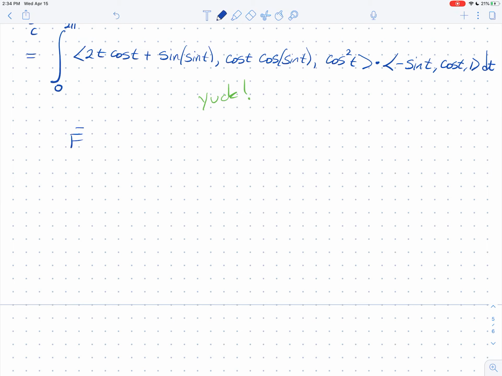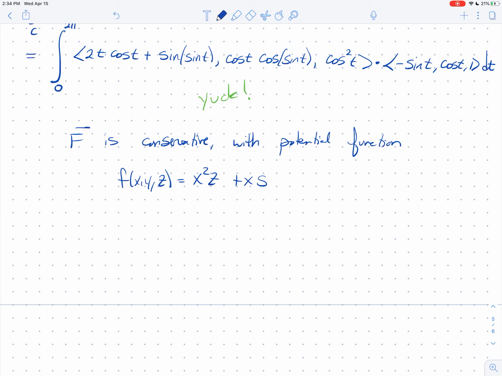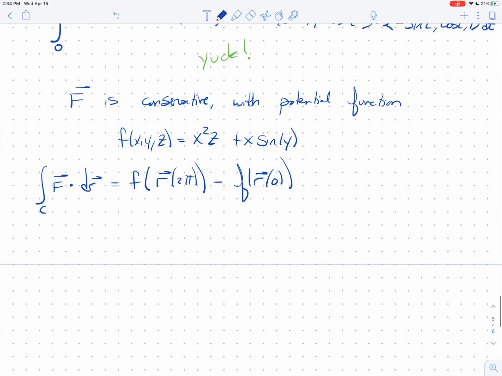And now, let me tell you, big F is conservative, and it has potential function little f of x, y, z equals x squared z plus x sine y. You could throw in a constant if you want, but I'll just leave my constant equal to 0. And so the point is, the integral that I want is equal to f of r of 2 pi minus f of r of 0.